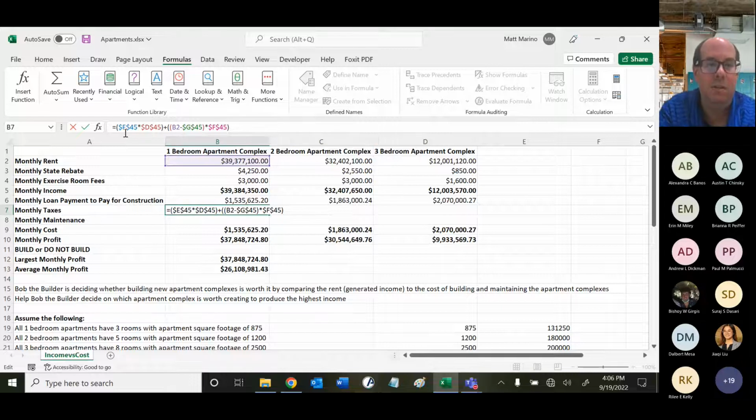So again, equals open parentheses, the absolute of E45 times the absolute of D45 plus B2 minus the absolute of G45 times the absolute of F45. So this makes it, when we hit enter and autofill over, we don't have to change anything because the B2 will change to C2 and then to D2.